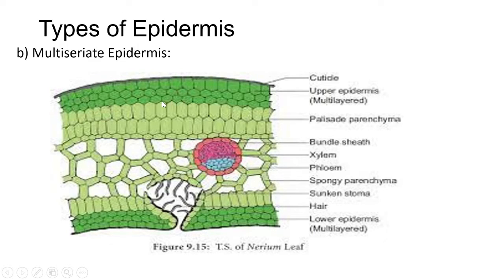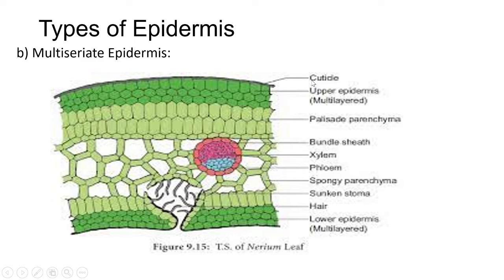The velamen in aerial and terrestrial roots of orchids is a multi-layer and modified epidermis. They consist of velamen tissue, and that velamen tissue absorbs the atmospheric moisture, which is supplied for the physiological activities of the plant body.